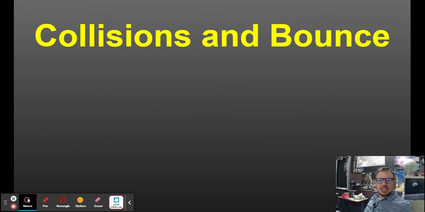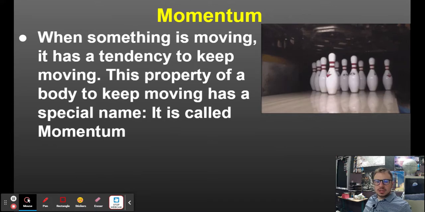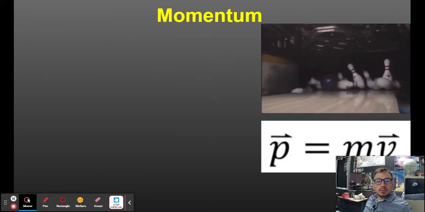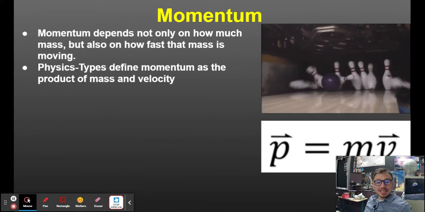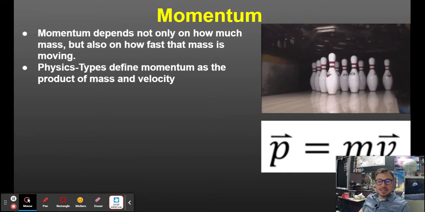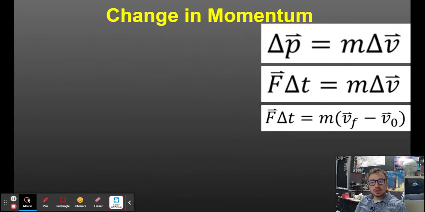All right, these are the collisions and bounce slides. So just to review momentum, objects in motion remain in motion. That property of all material bodies is what we call momentum. Momentum is inertia in motion. It is the product of mass times velocity. It is a vector quantity, which means it does have a direction. And the unit for momentum is kilogram meters per second.